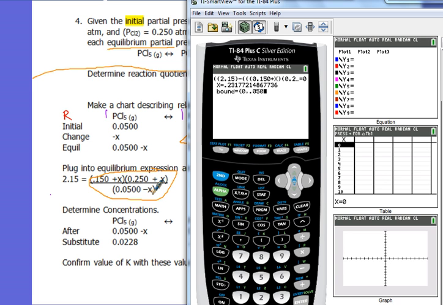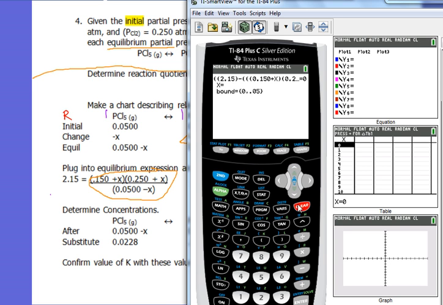If x is bigger than this, like if it was 0.05 minus 0.06, that would be a negative thing. I can't have a negative quantity of PCl5. It's got to be a positive value. It has to actually exist. So the minimum value is always 0, and the maximum value is the one that would produce a 0 in the subtraction term. And then you go up here.